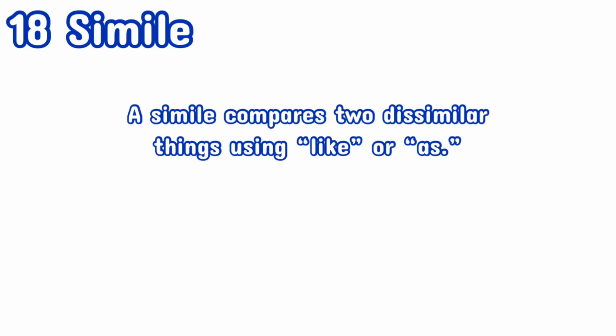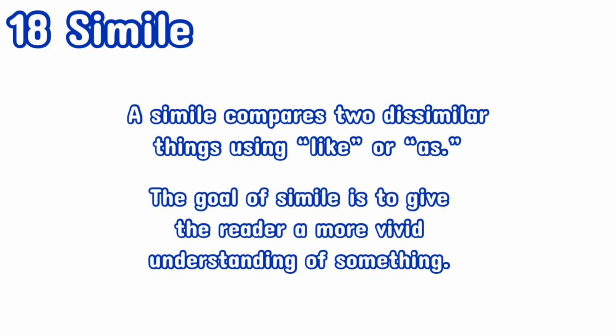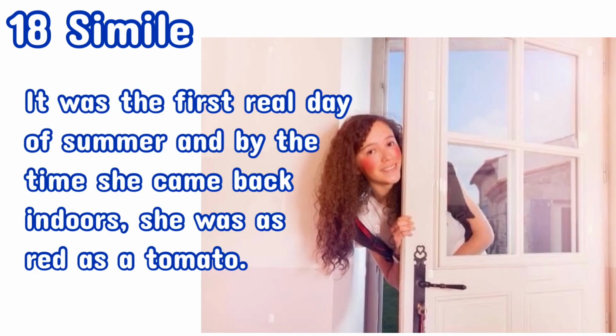Number 18. Simile. Simile compares two dissimilar things, using like or as. The goal of simile is to give the reader a more vivid understanding of something. Example. It was the first real day of summer, and by the time she came back indoors, she was as red as a tomato.